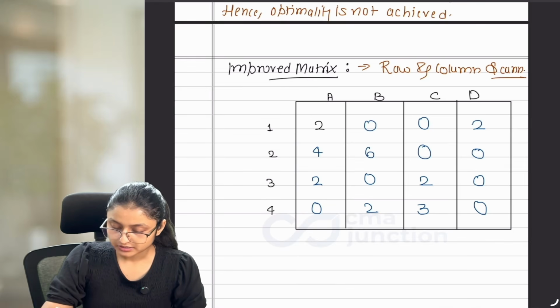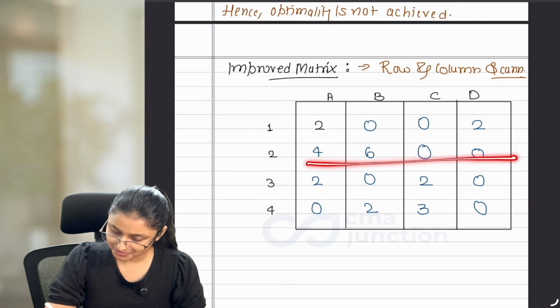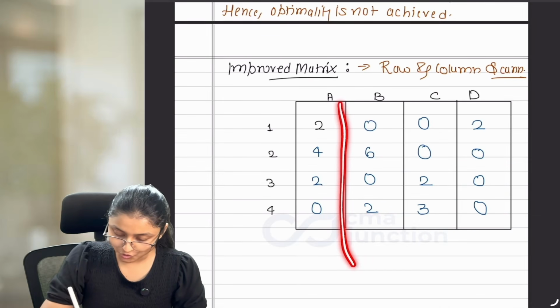Now, if you notice, in this row we have 2 zeros, skip. Here also 2 zeros, skip. Here also 2 zeros, skip. Here also 2 zeros, skip. So all the rows are skipped now. Let's move to column scanning.